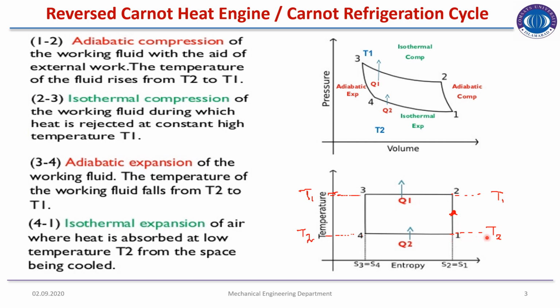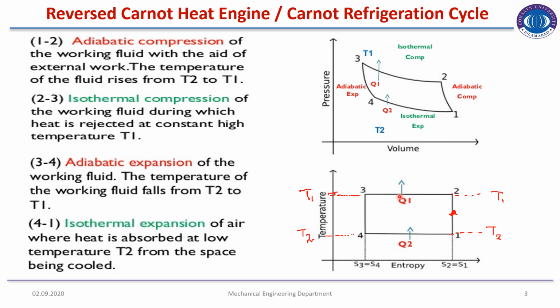So T2 is the lower temperature and T1 is the higher temperature. From 1 to 2, in the PV diagram and in the TS diagram, it's a straight line. Process 2 to 3 is isothermal compression, and heat is rejected. Since 2 to 3 is an isothermal process, it is a straight line on the TS diagram, parallel to the x-axis, and Q1 is rejected.